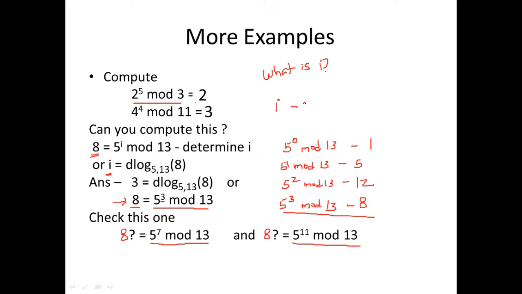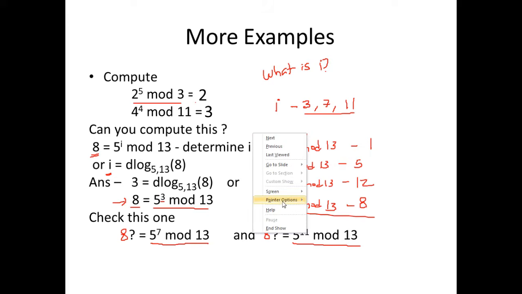Here we have duplicate values for I, right? 3 gives the same result, 7 gives the same result, 11 gives the same result, when we substitute in the equation 5 raised to the power I mod 13. So we are getting duplicates here, whereas in discrete logarithms duplicates are not allowed. So we have to select values such that I is not a duplicate.